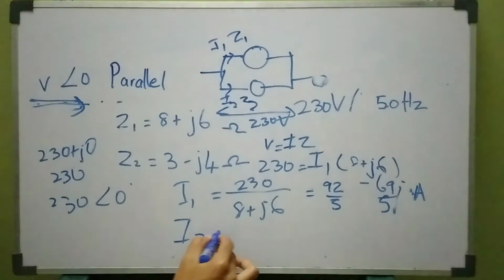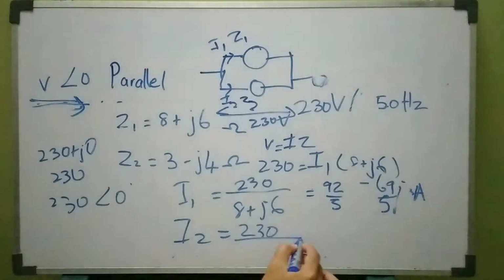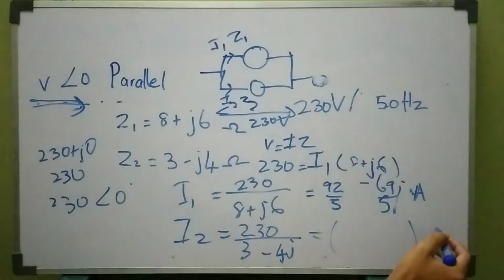If we use that one, we are going to get I2 equals 230 over 3 minus 4j. You can use your calculator to solve this. You will be getting an answer for this, which would also be something in amperes. So I'm not going to show that.